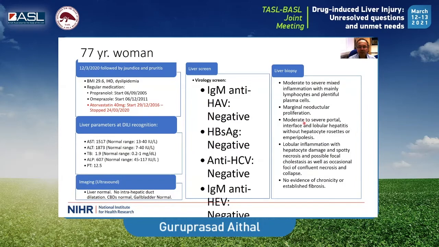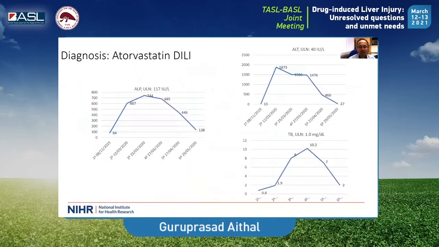Biopsy showed features suggestive of autoimmune hepatitis. But we know that injury due to statin sometimes can look like autoimmune hepatitis. If you look here, lobular inflammation, hepatocyte rosettes, emperipolesis, plentiful plasma cells. So has she got autoimmune hepatitis?